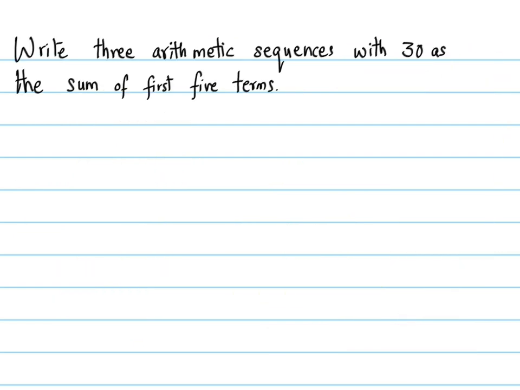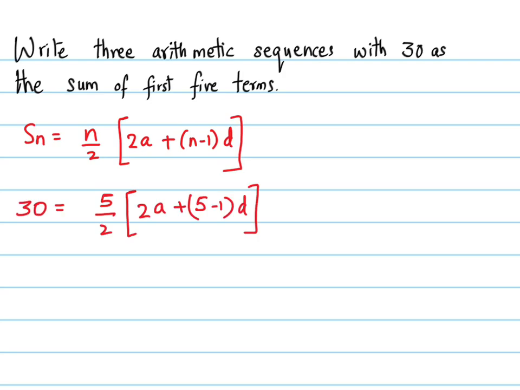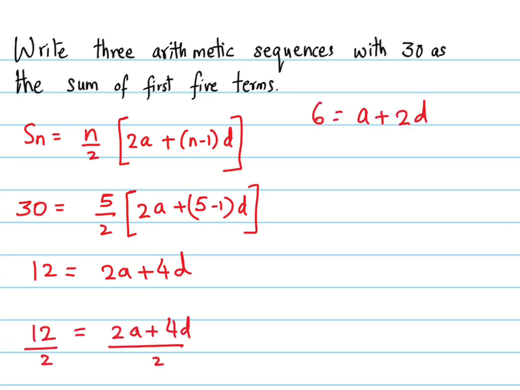Then the next one, write 3 arithmetic sequences with 30 as the sum of first 5 terms. So first we'll write the formula for the sum of n terms. Then 30 is the sum of first 5 terms, so Sn is equal to 30 and n is equal to 5. Then we simplify this and we get this equation 6 equal a plus 2d.